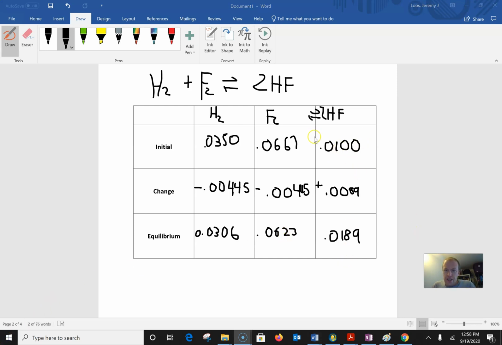So basically, I'm just taking advantage of the fact that I know exactly how much this one went up by, and I can take advantage of the 1 to 1 to 2 mole ratio. You have to have less reactant if you're going to make the product, so these must have gone down. My change line, as I said, is 1 to 1 to 2, just like the mole ratio, and then from there I can just do the simple arithmetic of this minus this, this minus this, and then this plus this was already there.